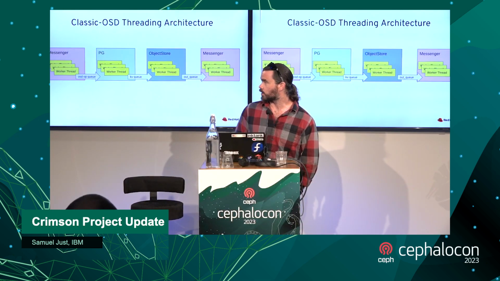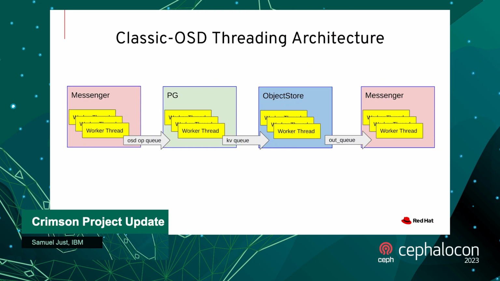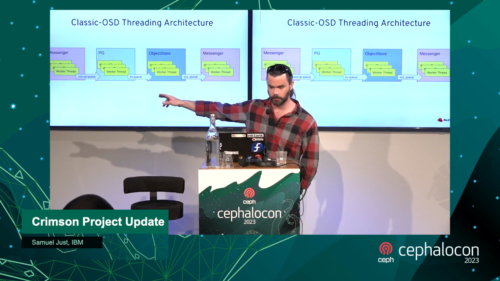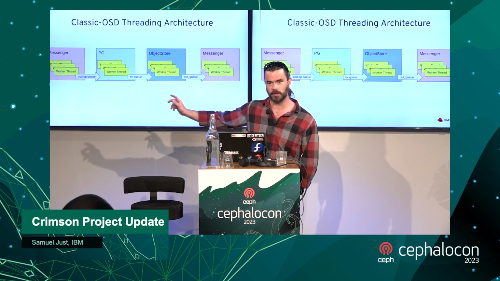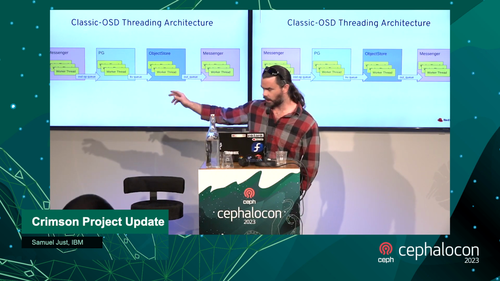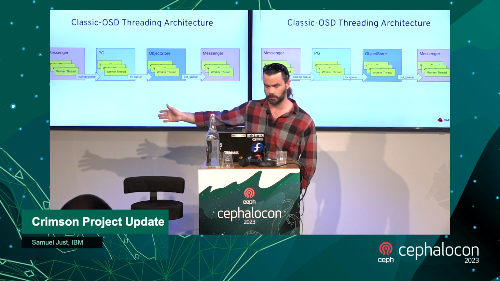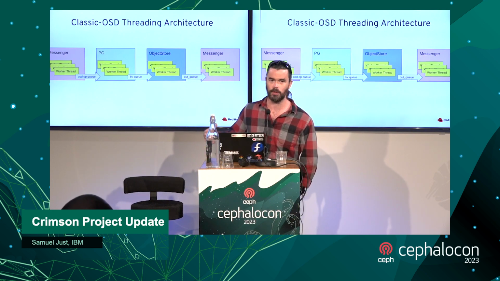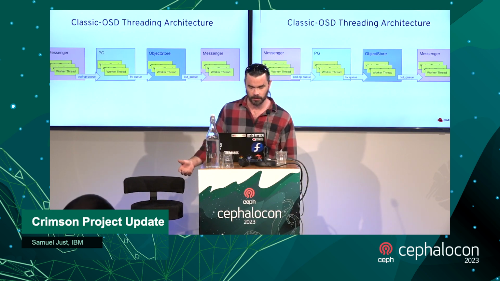So let's talk a bit about the classic OSD threading architecture. There are, broadly speaking, three major components of the OSD op processing pipeline. The pink box on either side is the messenger, where we receive messages from the outside world and then send them back out when we're done processing them. In the middle here, we have the PG state responsible for operation ordering, recovery, peering, all that good stuff. And the object store here, which will generally be BlueStore, responsible for the actual I/O and on-disk transaction atomicity.